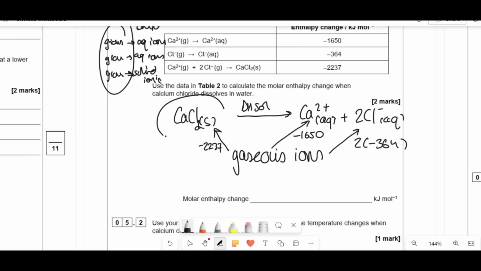So the route we can go is from here to here to here, and that will equal whatever this all equals, because that's the same, isn't it? You're going from there to there eventually. So the enthalpy of solution is simply the same as going here, here, and here. So we're going from here to here. Well, we're going against this arrow now, so it's going to be 2237. And now we're following this one back up, minus 1650, and then plus 2 lots of minus 364. I like to bracket off the minuses and just do it like that. It just makes life easier with the plussing and the minusing.